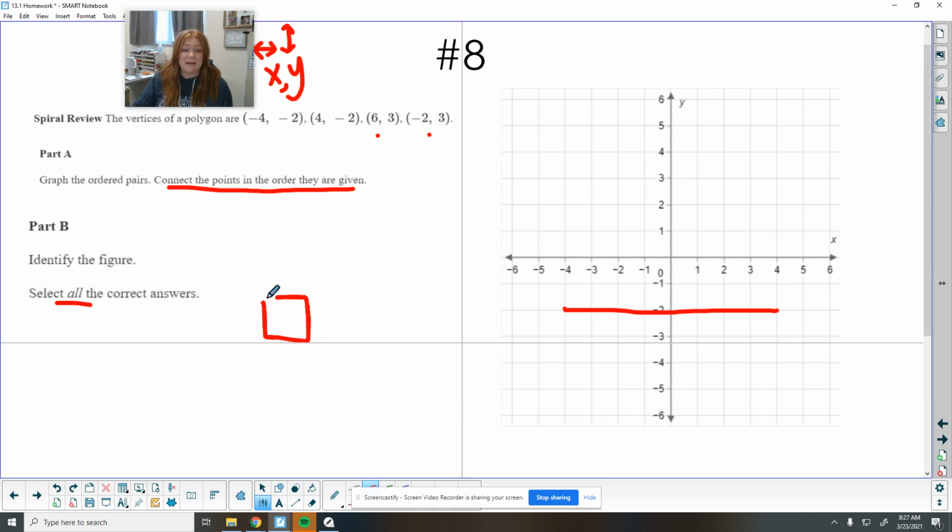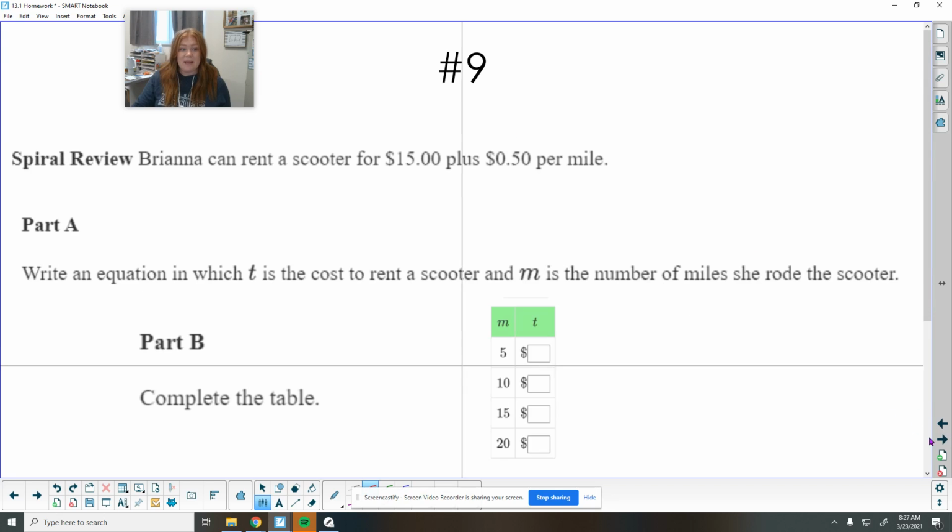Like this square here is also a rectangle because it has parallel sides and right angles. So its best name is a square, but it can have other nicknames. So go through and graph that and then select all of the shapes or statements that are true about this shape here. Number 9 tells us that Brianna can rent a scooter for $15.